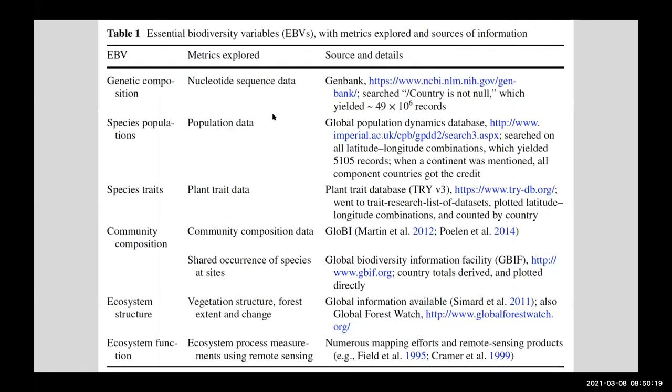So this is that list of six EBVs. And essentially these are the data sets that we explored to give you an idea of the geographic distribution of the data. For example, from GenBank, we pulled out the 49 million records where country had some value. And then we made our best effort to relate those country values to real country names, which wasn't always possible. Same with the Global Population Dynamics database, the plant trait database, GLOBE, which is a community composition database, GBIF, and then these two, remember I told you that there is global information available already via remote sensing.